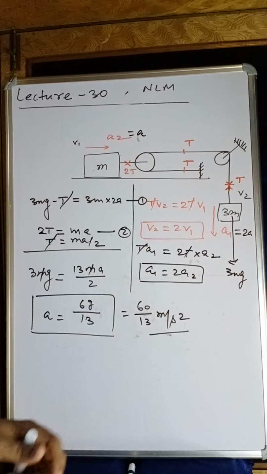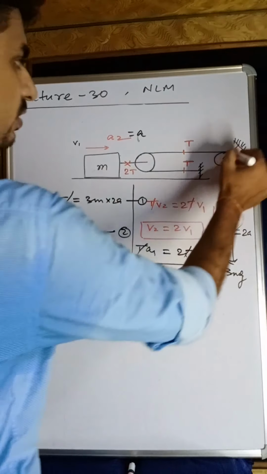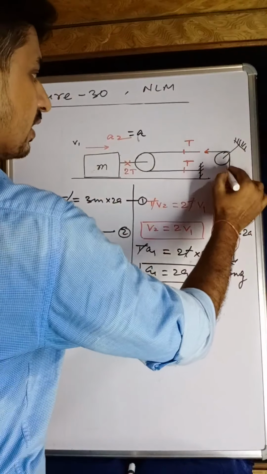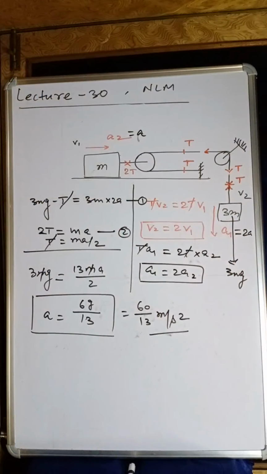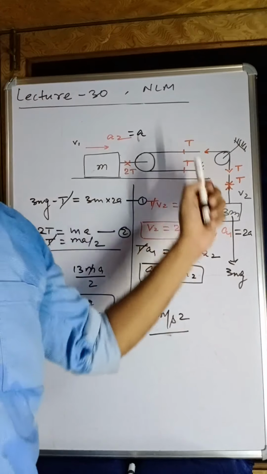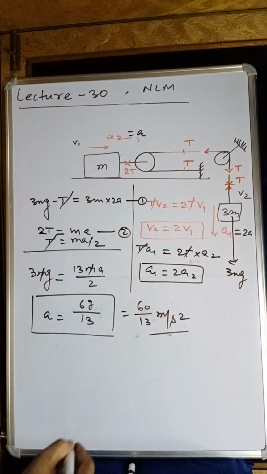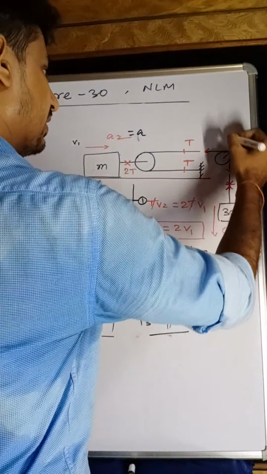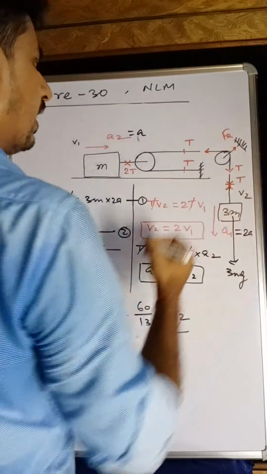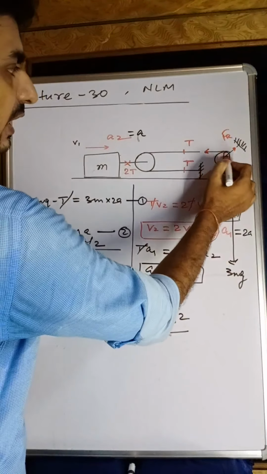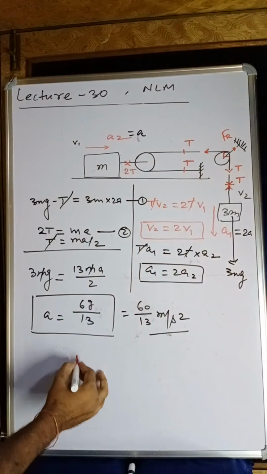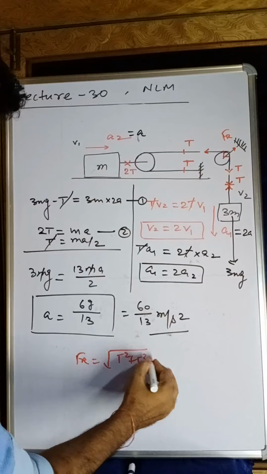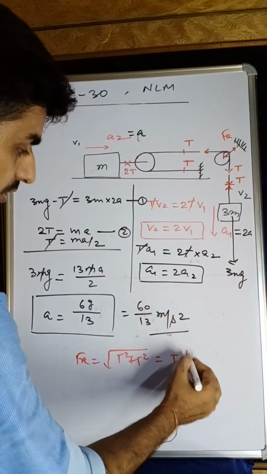If you are asked to find the net force on this ceiling, you can see here the tension T and here the tension is T. So the net force will not be 2T. The net force will be the resultant force Fr. The two forces are acting at 90 degrees, so Fr will be root under T square plus T square, so T root 2.